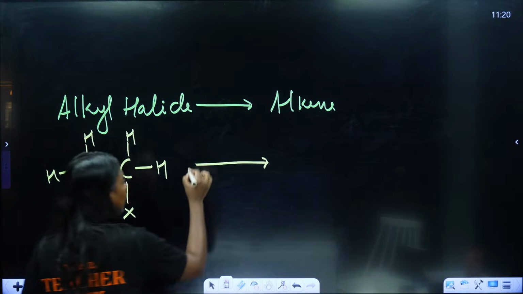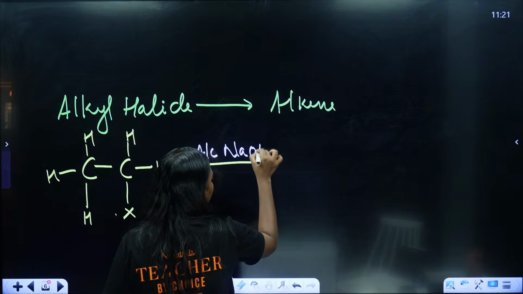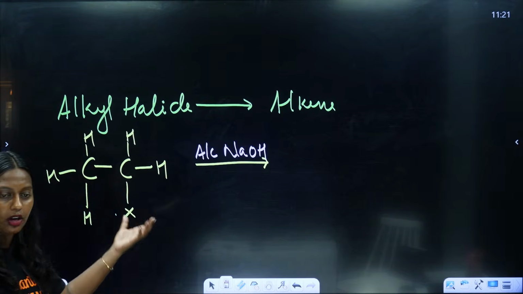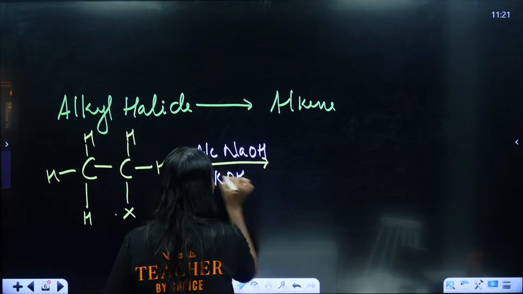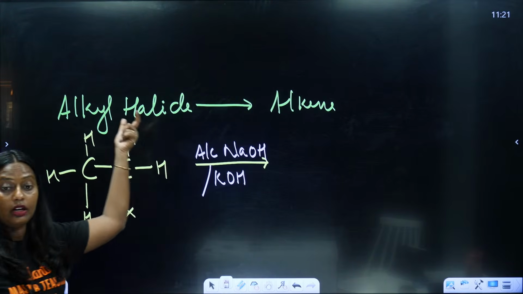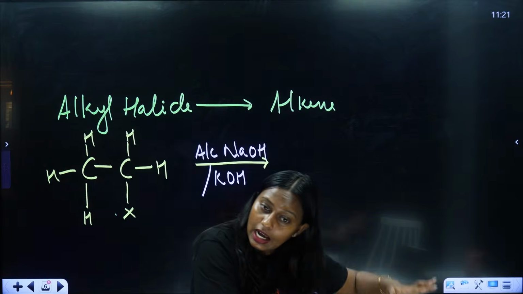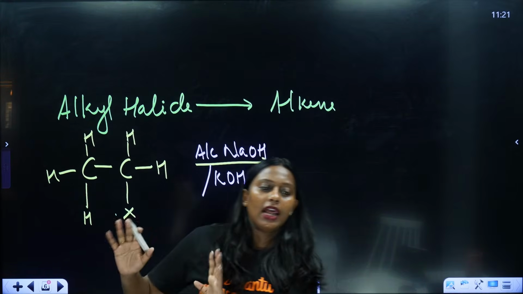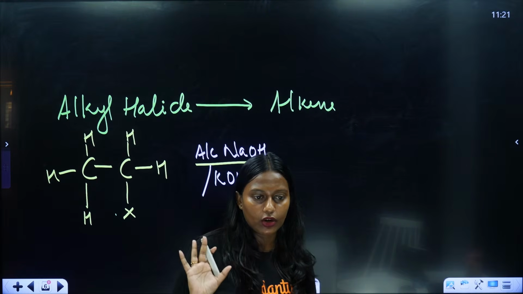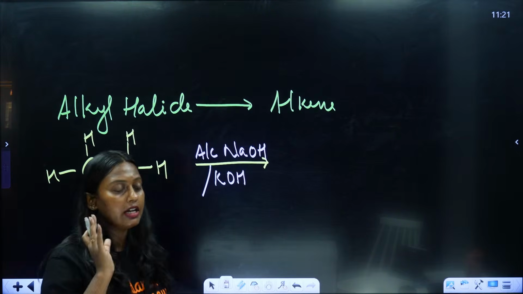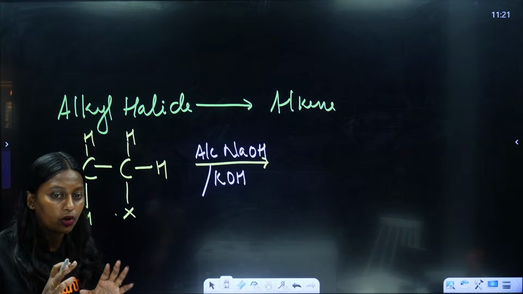For example, we can take alcoholic NaOH or KOH. We are not taking alcoholic KOH and NaOH together; we are taking them separately, either alcoholic KOH or alcoholic NaOH. You can take any one of the reagents. So what will happen? We are going to see the proper mechanism.